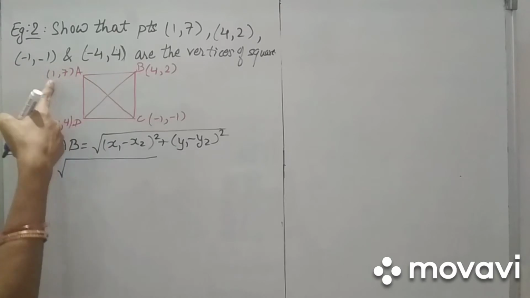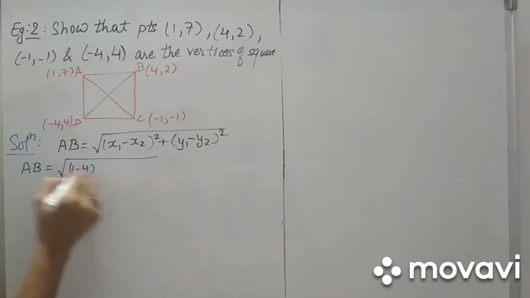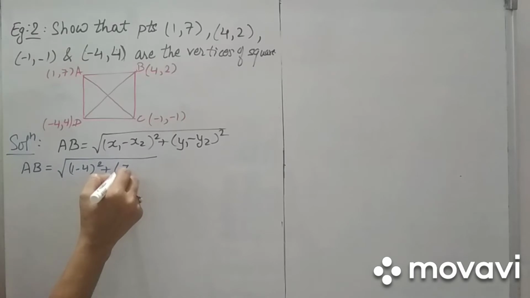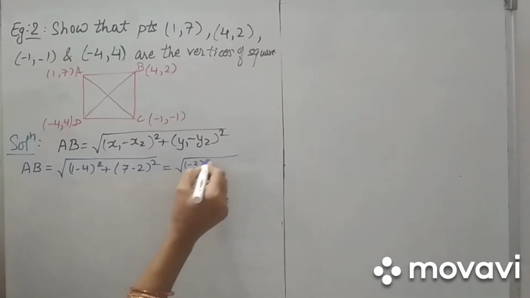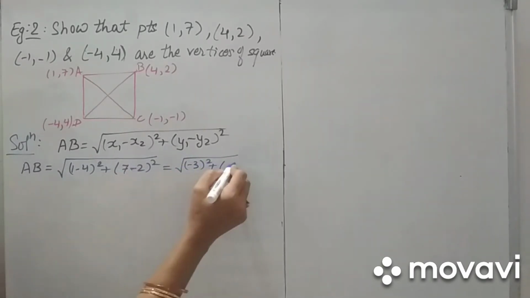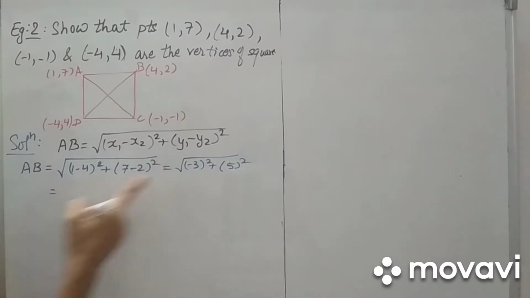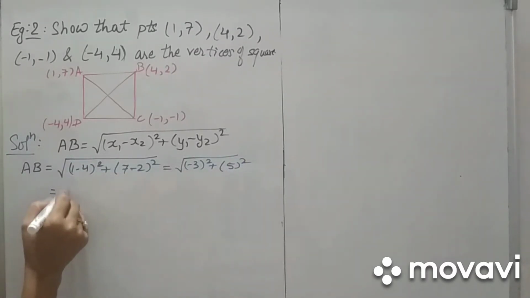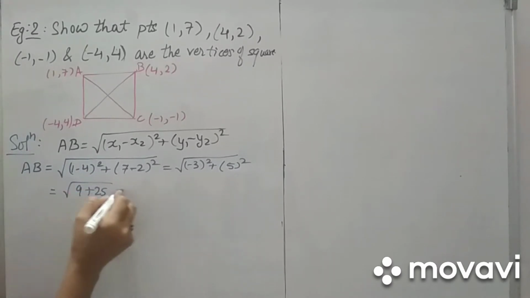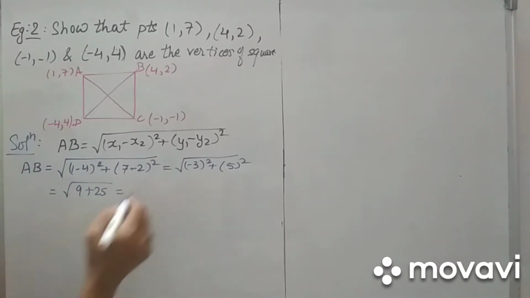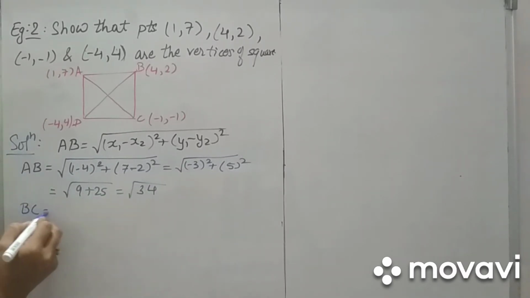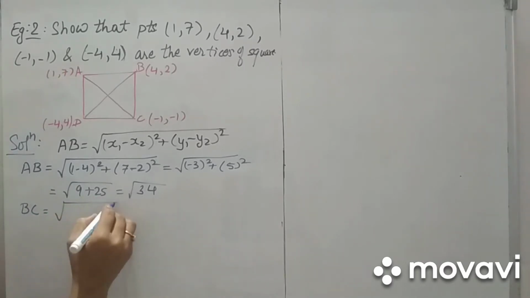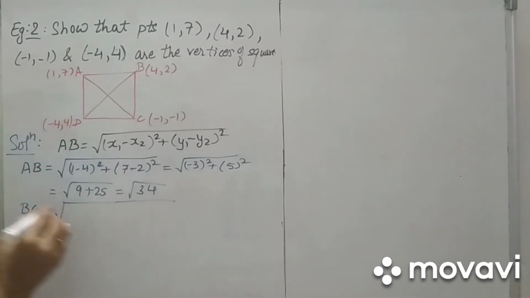So AB is equal to the square root of (1 minus 4) square plus (7 minus 2) square, which gives minus 3 square plus 5 square, what we are getting is 9 plus 25, which is 34. So root 34.